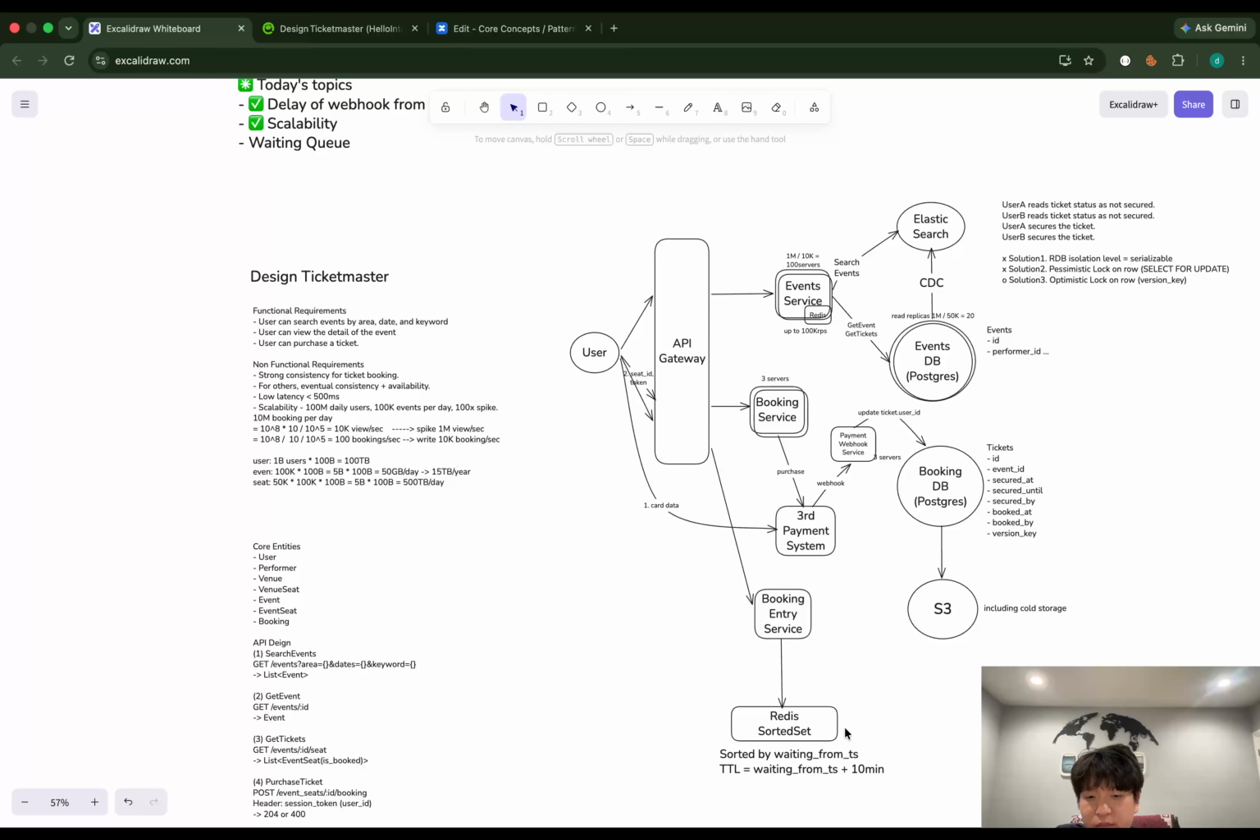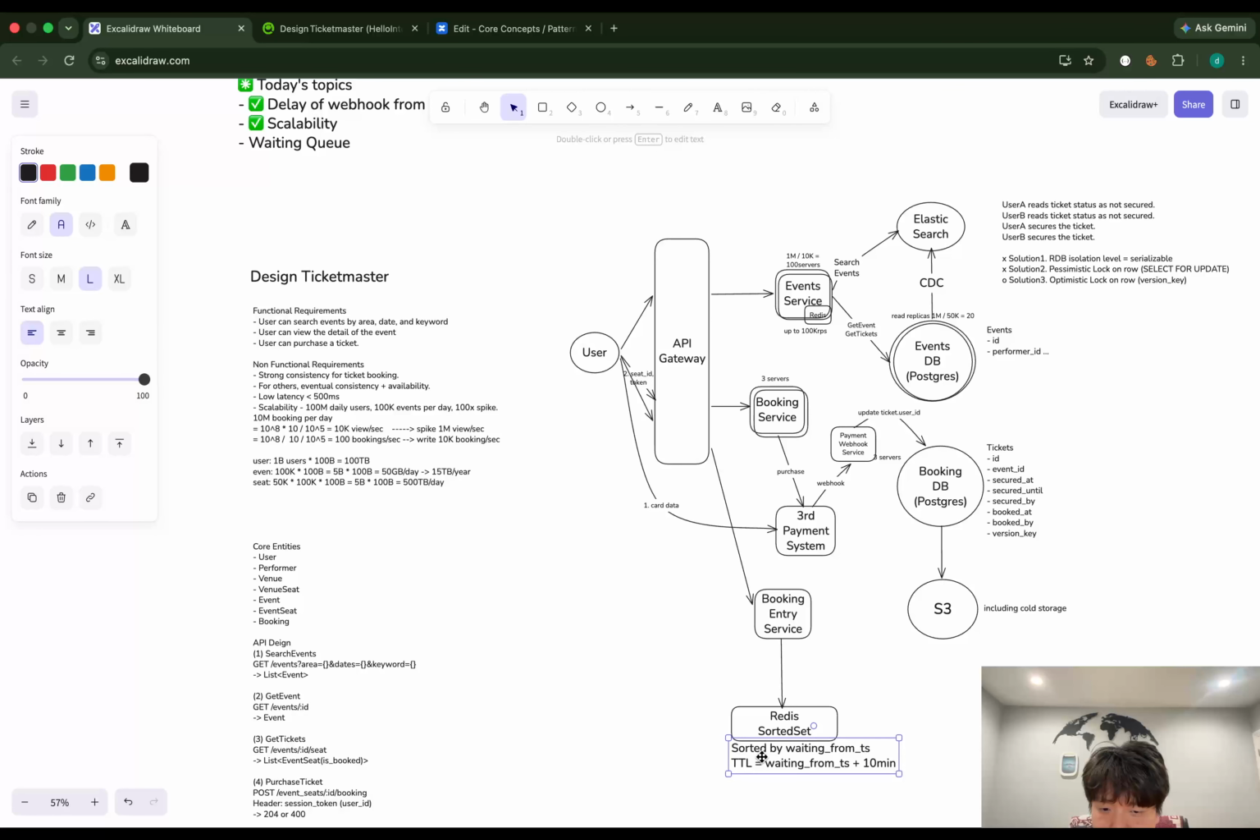Let me see. Wait, so I think we need two things. Number one is we have to track two things. Number one, users who's waiting in the waiting queue. And number two, users who are in the booking page.